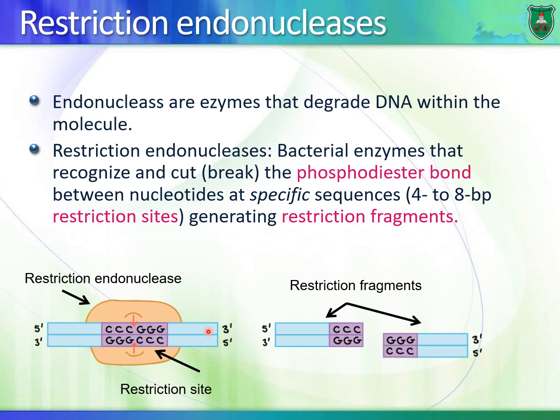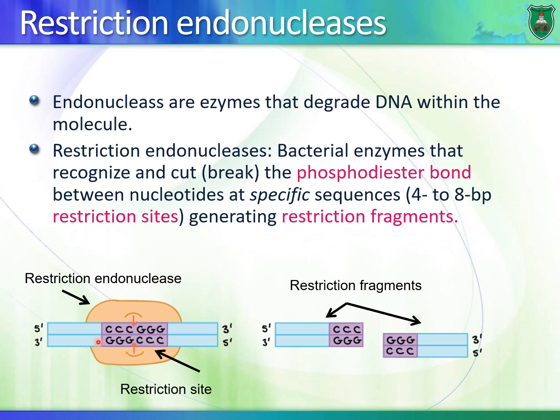Specifically, we're going to talk about restriction endonucleases, which are bacterial enzymes that degrade DNA in the middle at specific positions. What they do is recognize a specific sequence called a restriction site, and usually it is about 4 to 8 nucleotides, or base pairs, long, and they cut within these sites, resulting in the formation of restriction fragments.